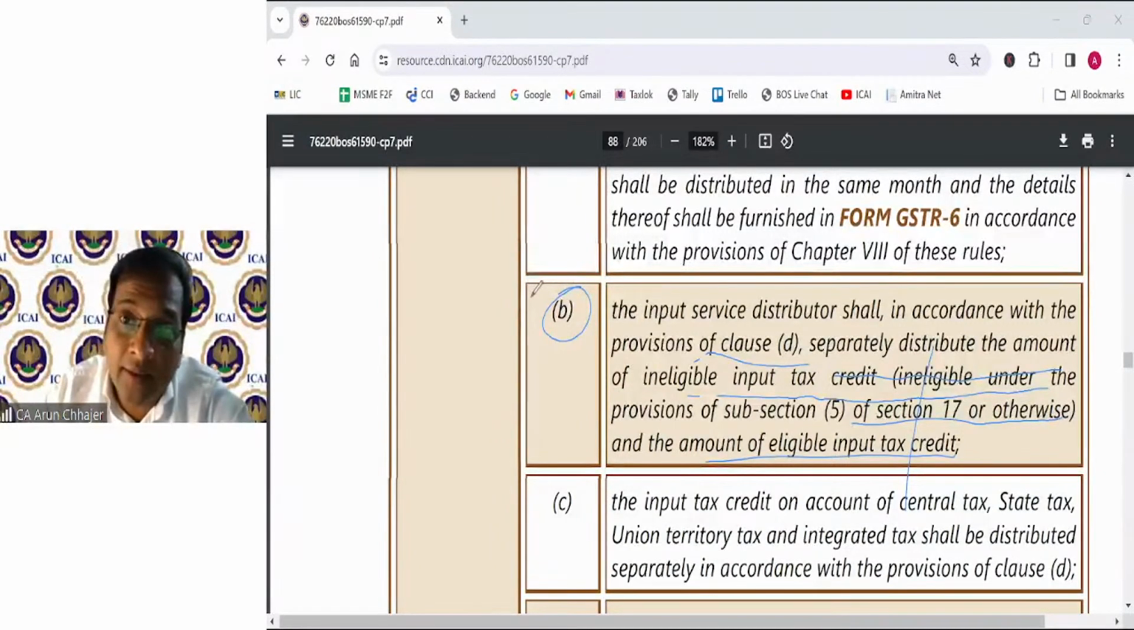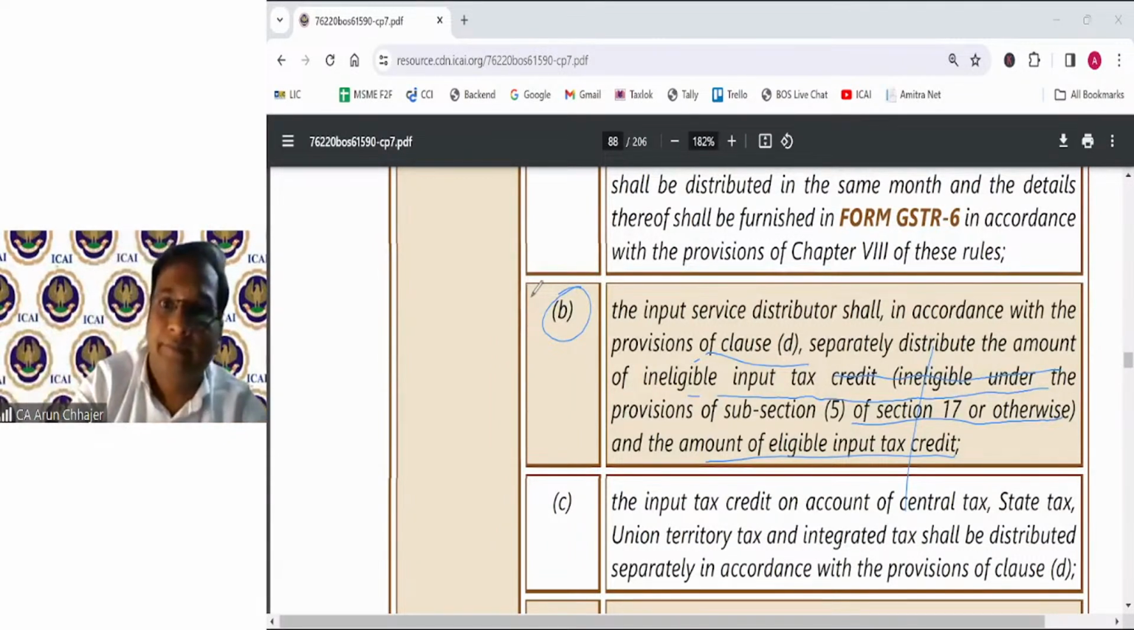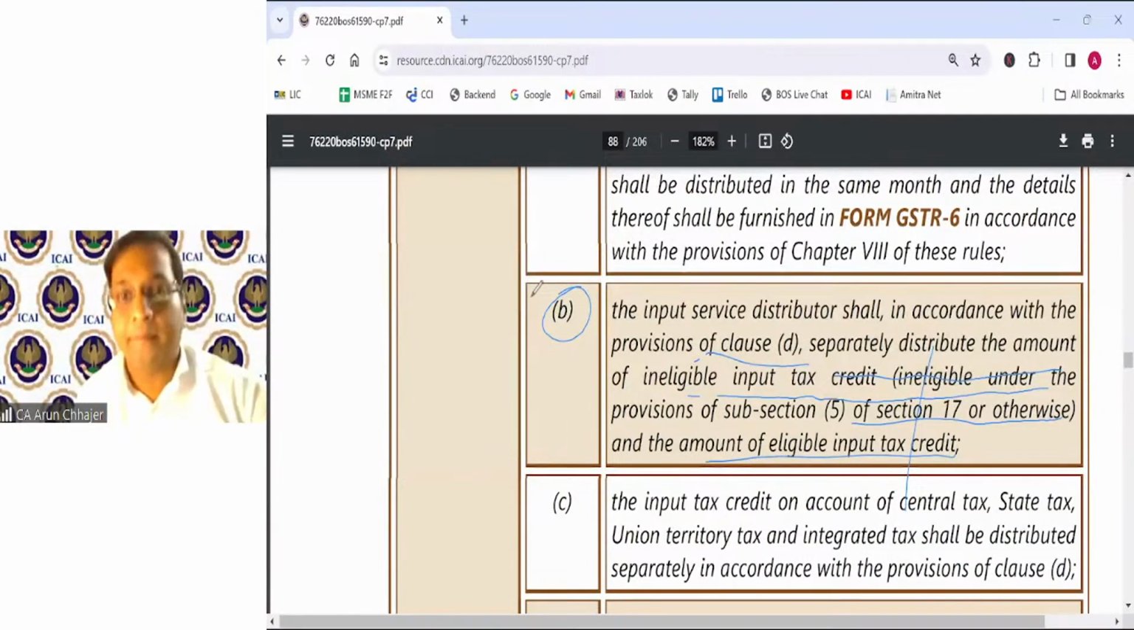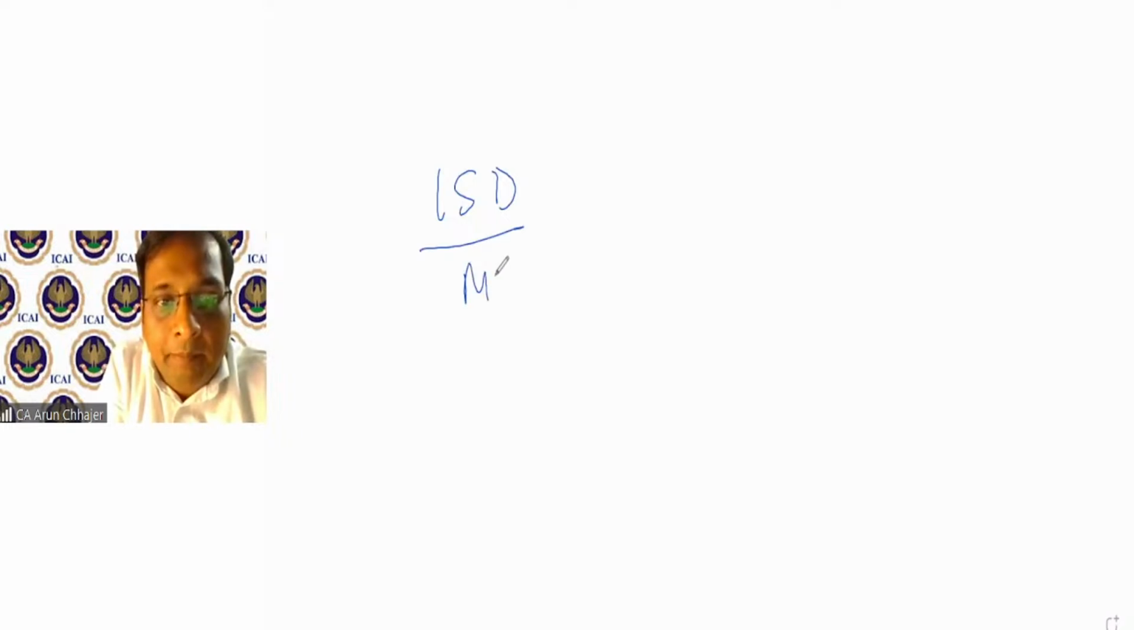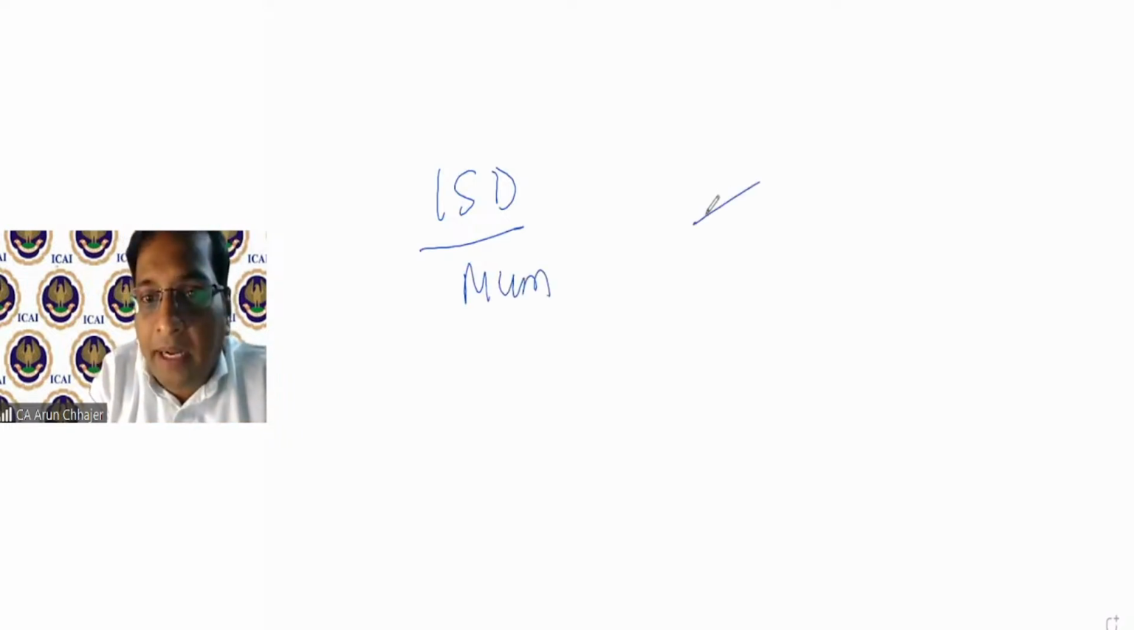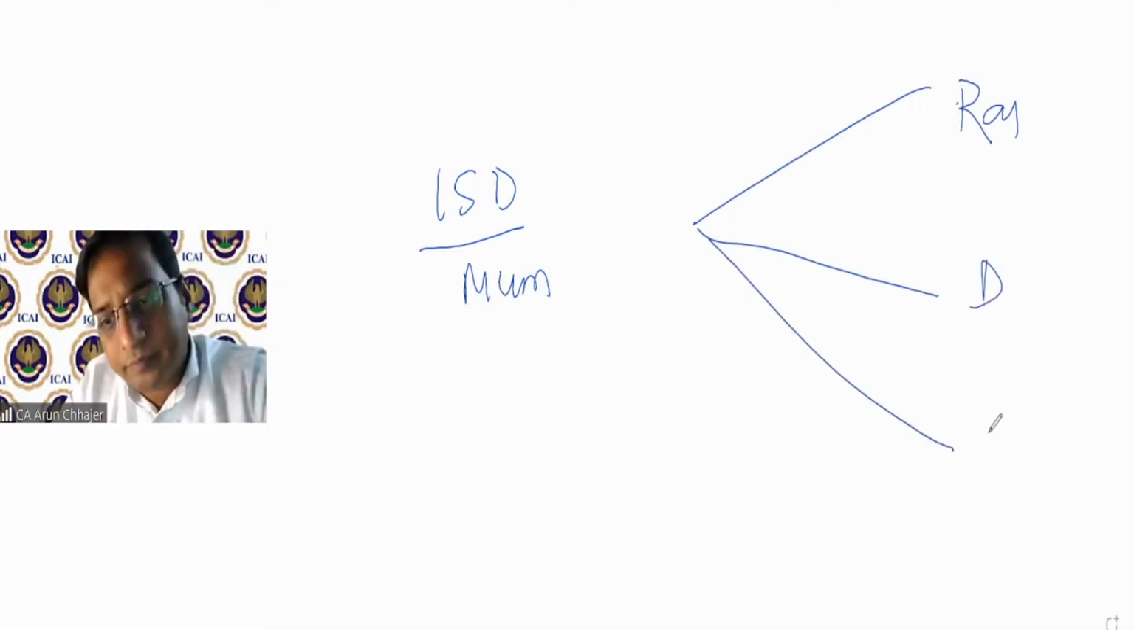Now you may ask, sir, what is the benefit of distributing the ineligible ITC? I'm talking about the practical part, which might not be relevant for the exam, but the point which I'm going to discuss will help you in enhancing your conceptual knowledge regarding GST. Let's say ISD is located in Mumbai, Maharashtra, and the branches are in, let's say, Rajasthan, Delhi and Haryana.